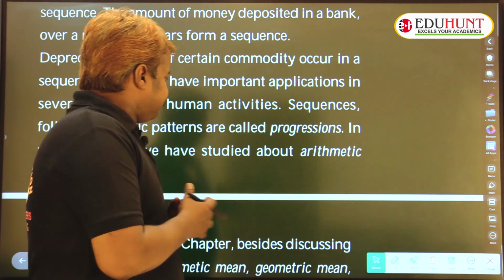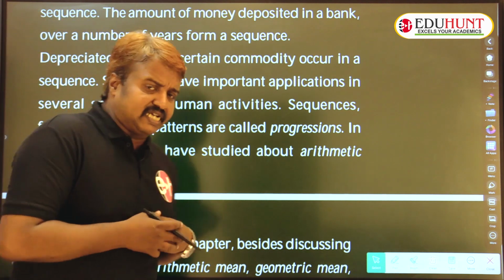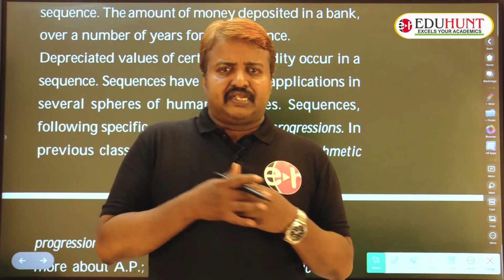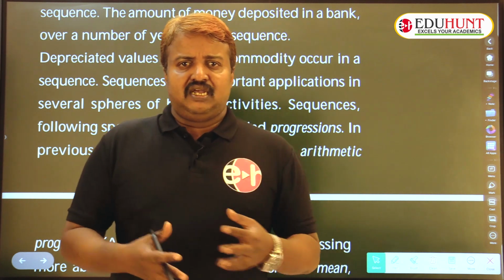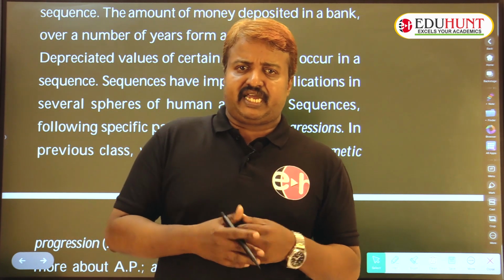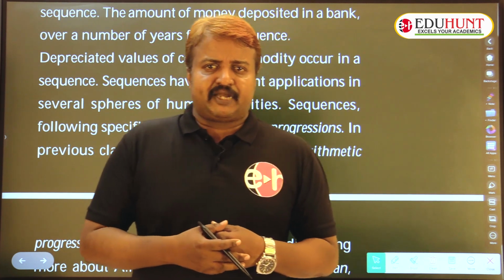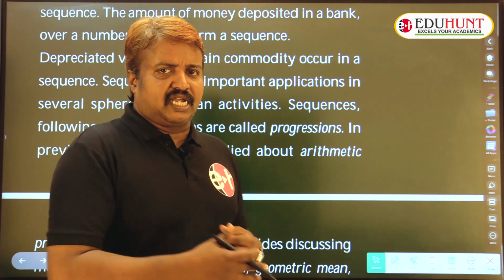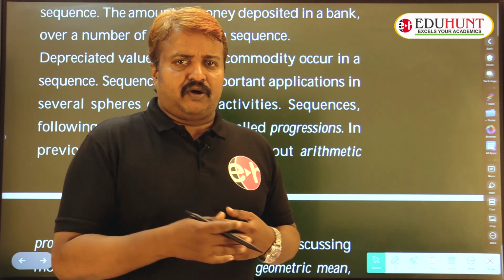So now, in the sequence you can have applications of sequence here. We have these types of progressions. First one is arithmetic progression. Arithmetic progression is based on the arithmetic mean. Then you can go to geometric progression based on the geometric mean. Next one is harmonic progression based on the harmonic mean.